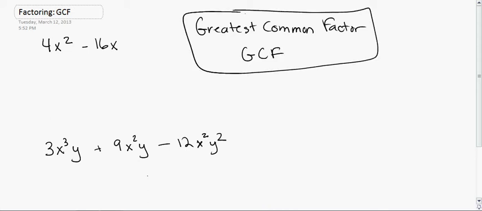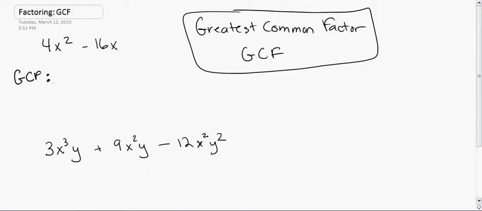I always check to see if there's a greatest common factor before I do any other technique because it's the easiest to use also. So I've got two problems here: 4x squared minus 16x, and 3x cubed y plus 9x squared y minus 12x squared y squared. I'm going to factor both of these polynomials using their greatest common factor. So step one in any of these problems is to figure out what that GCF is. So I need to find the GCF.